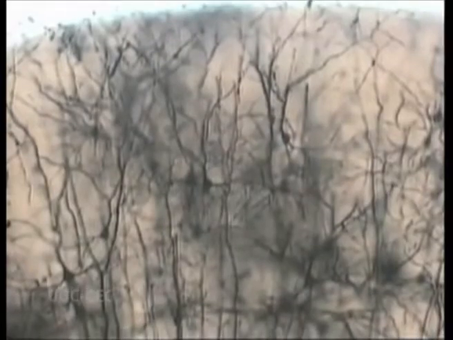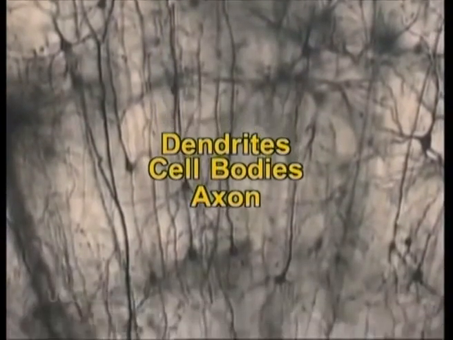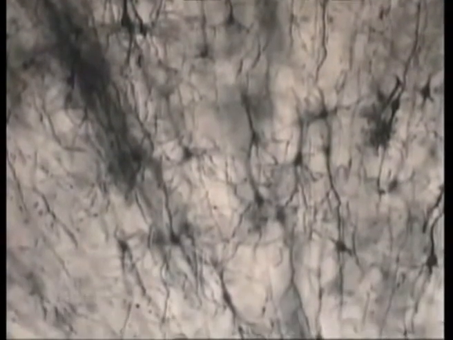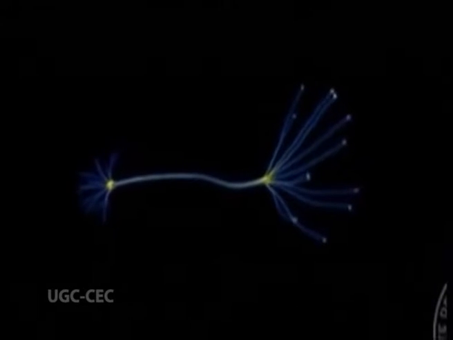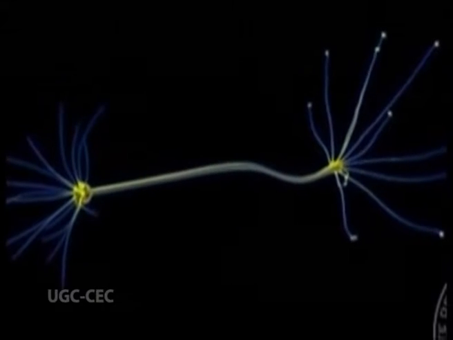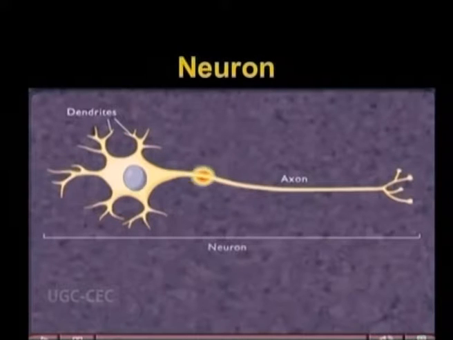There are three basic parts of a neuron, which are the dendrites, the cell body, and the axon. However, all neurons vary in size, shape, and characteristics depending on the function and role of the neuron. Some neurons have few dendritic branches, while others are highly branched in order to receive a great deal of information. Some neurons have short axons, while others can be quite long.